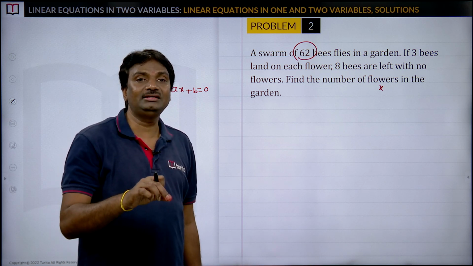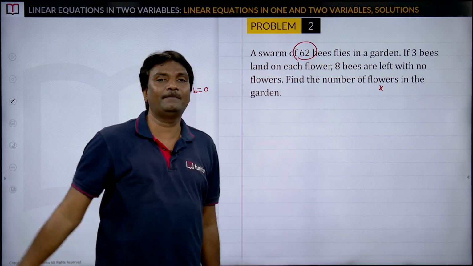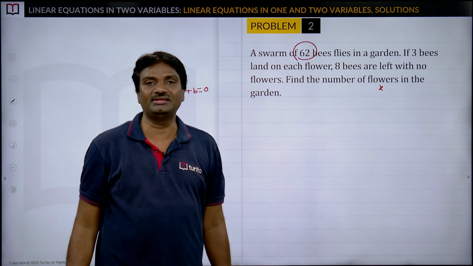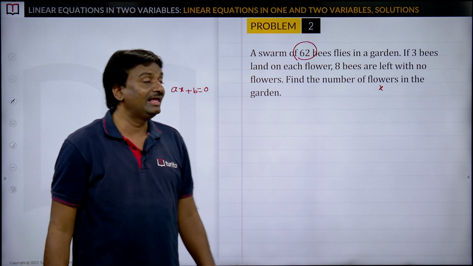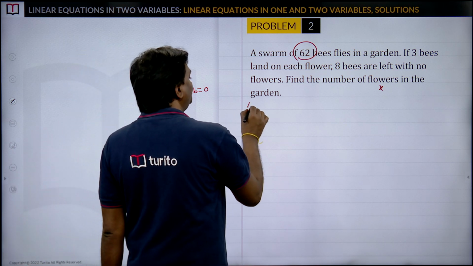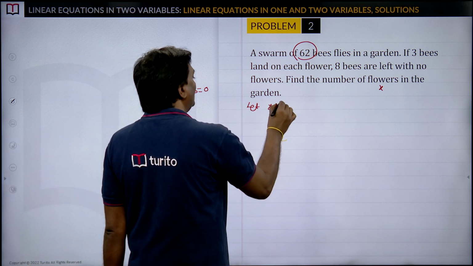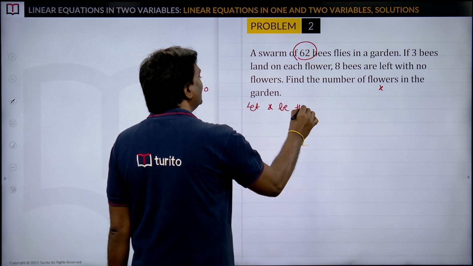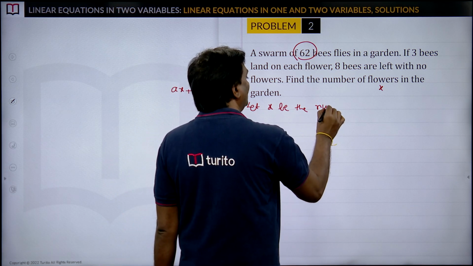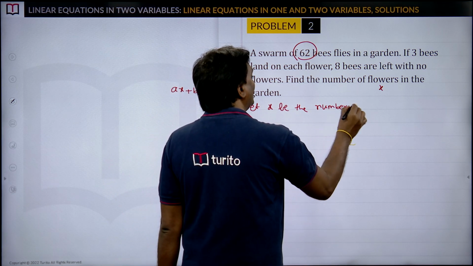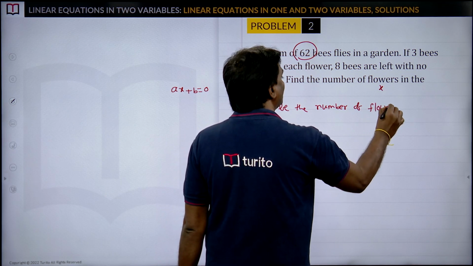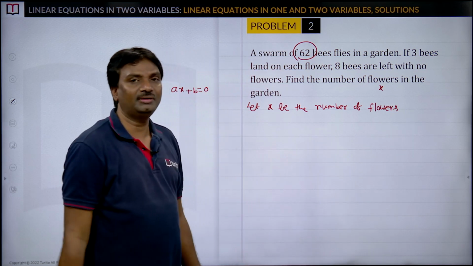By adding 3x and 8, you will get the total number of bees, that is 62. So, you will get 3x plus 8 equal to 62. Simplify that, you will get the value of x, that is nothing but the number of flowers in the garden. Here I am supposing, let x be the number of flowers in the garden.